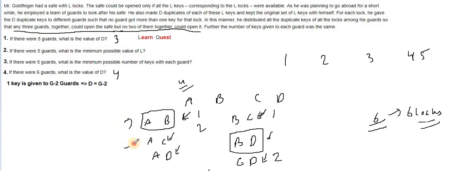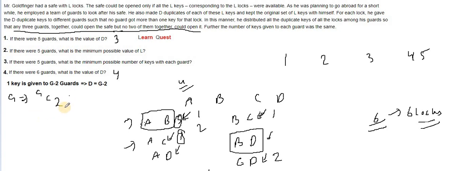Even if I take AB and AC, if both groups are lacking key number 3, it will not be possible that A, B and C together will open the locks. So from here we are sure that each combination of 2 is lacking one separate key. So the number of locks will be at least equal to the number of combinations of 2. So if there are G guards, we can make GC2 groups of 2, right? GC2 groups we can make.